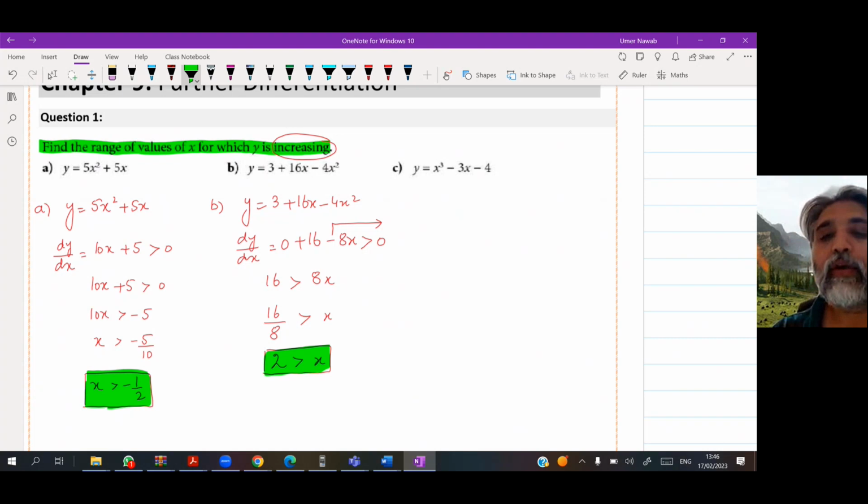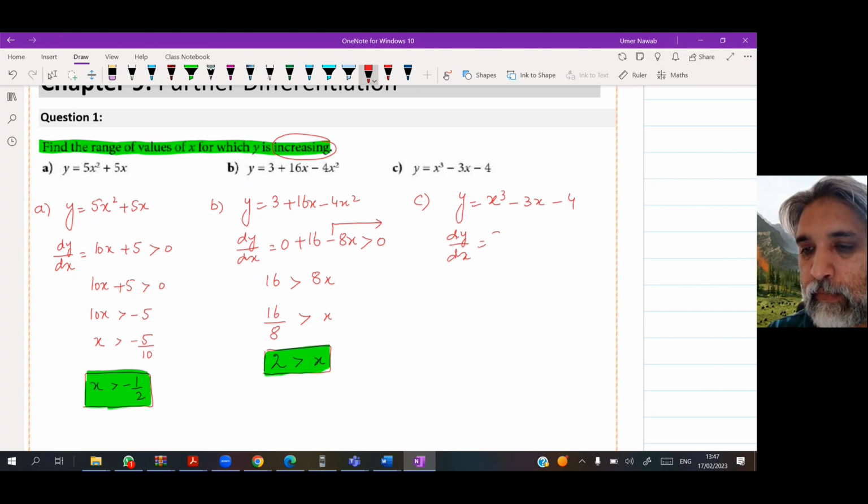If you want to see it, you can draw this sketch or graph on the graphical software. See, y is equal to x cubed minus 3x minus 4. To find the increasing nature, take the derivative: 3x squared minus 3, right guys, and greater than 0. This looks like a quadratic equation. I think it's better you write it in this form: 3x squared plus 0x minus 3 greater than 0.